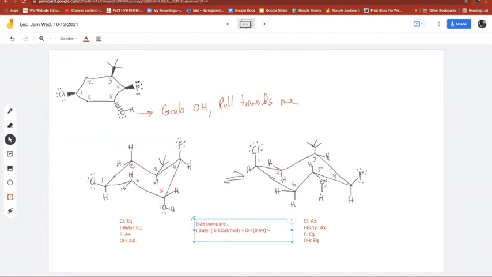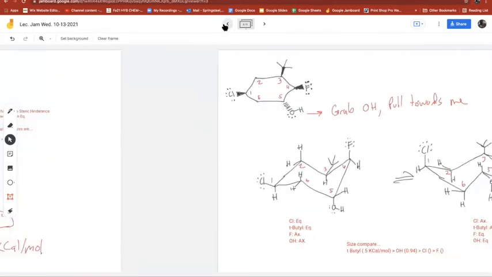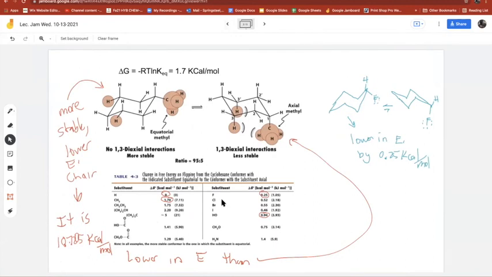Then what's bigger, chlorine or fluorine? Chlorine's bigger. I'm gonna write both out and then I'll fill it in. And fluorine's the smallest. Let's see what their values are. Chlorine is 0.52, 0.25 for fluorine.